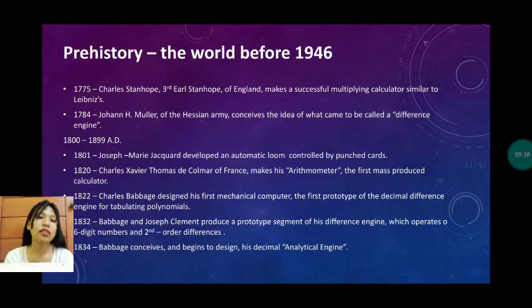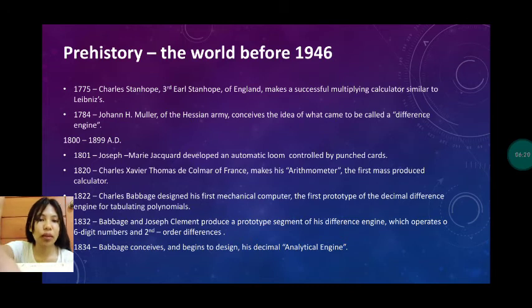In 1801, Joseph Marie Jacquard developed an automatic loom controlled by punch cards. In 1820, Charles Xavier Thomas de Colmar of France makes his arithmometer, the first mass-produced calculator. In 1822, Charles Babbage designed his first mechanical computer, the first prototype of the decimal difference engine for tabulating polynomials.